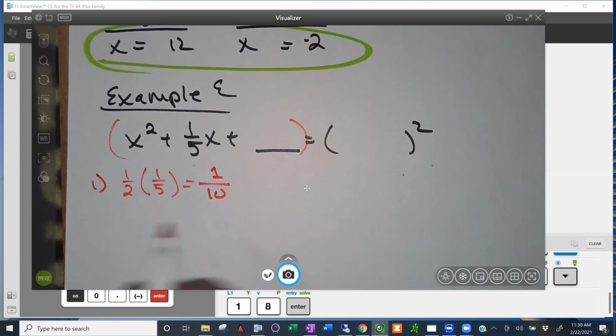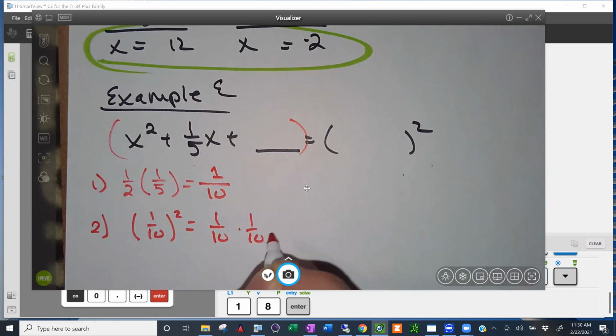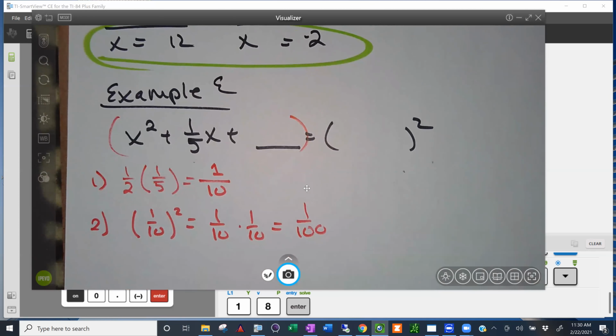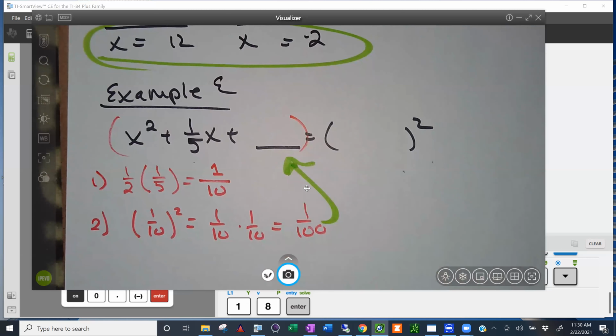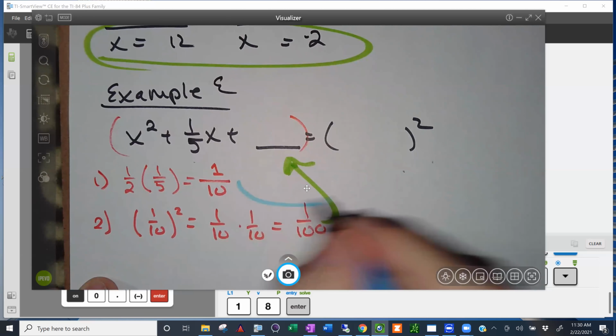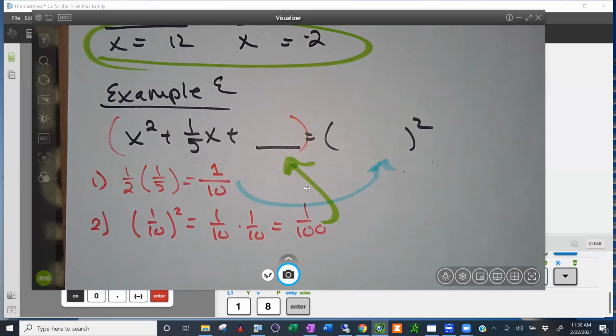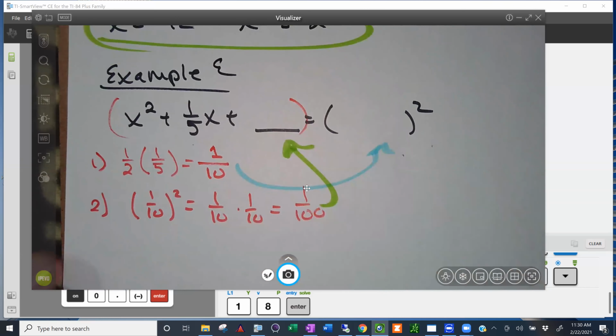And then the next thing we have to do is square that 1/10. 1/10 squared, 1/10 times 1/10, gives me 1/100th. Now that 1/100th term goes right here. But our work here isn't wasted either. This term helps me out over here. So to fill in this blank, I'm going to put in the 1/100th.